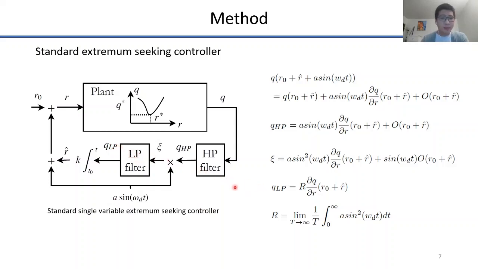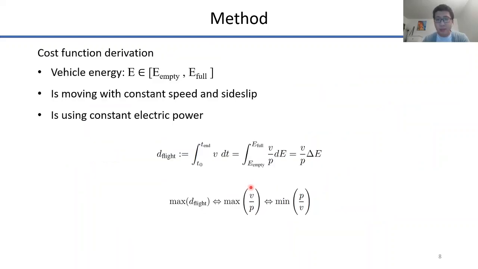is the low frequency component of xi and is an approximation of the gradient of the cost function. By setting k to be a negative number and integrating QLP, we perform gradient descent to find the optimal operation point of the plant, R star.